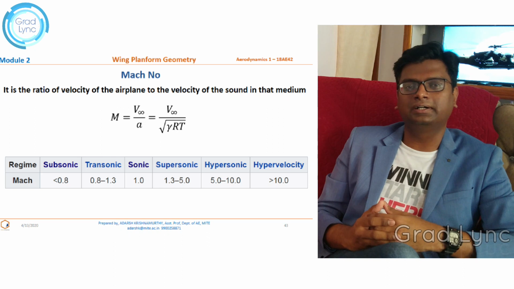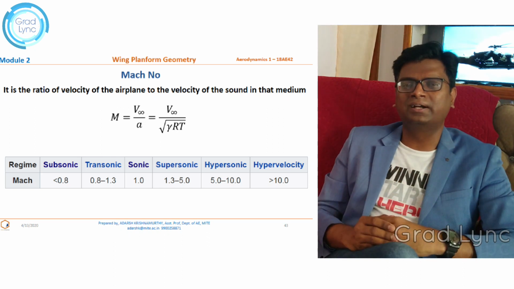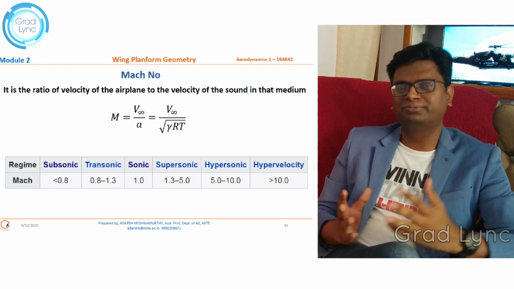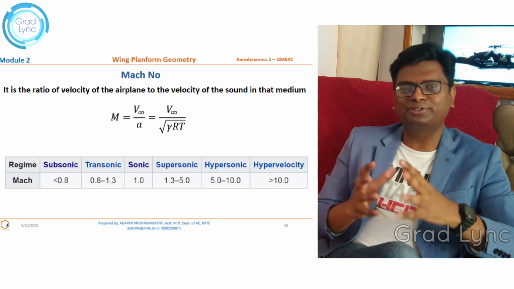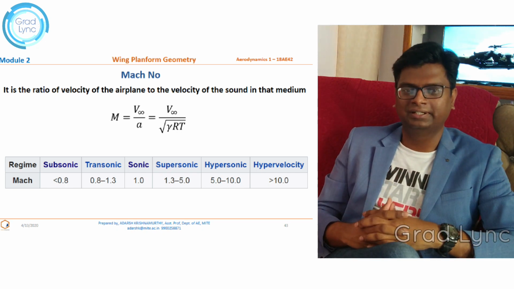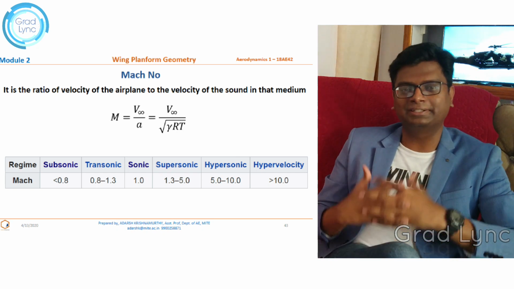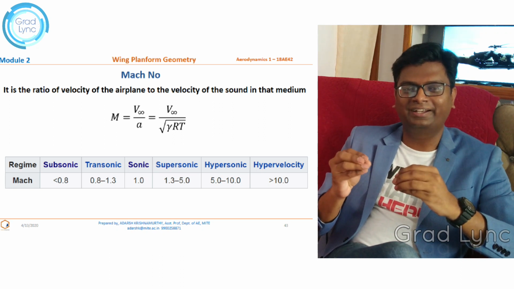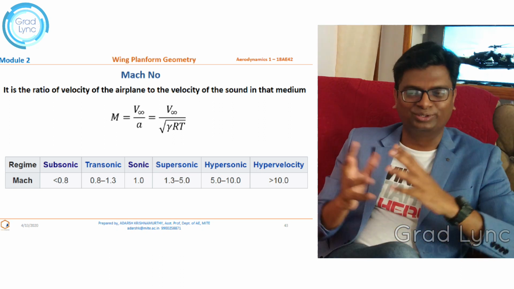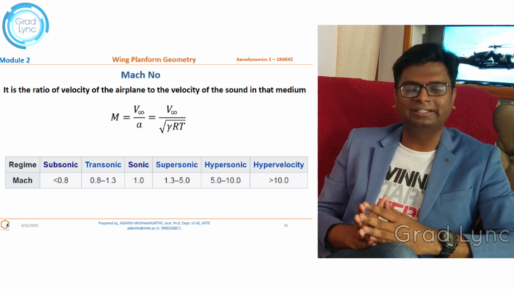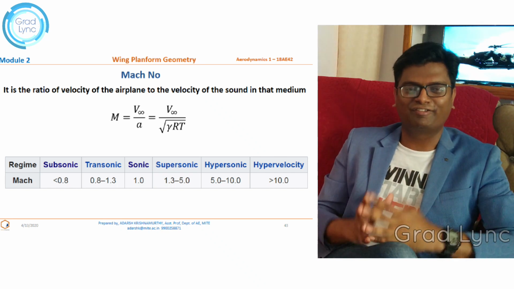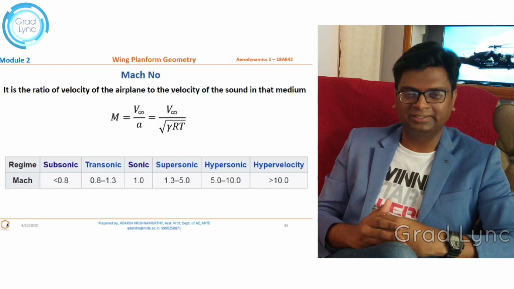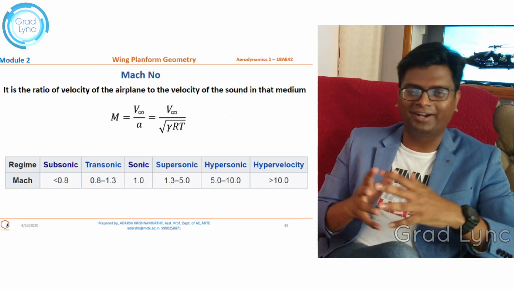Moving on to hypersonic aircraft, we have the Blackbird and a lot of experimental aircraft developed by NASA that are in the hypersonic range, which is above 5. Now hypervelocity, a Mach number greater than 10, means the aircraft is going to fly 10 times the speed of sound. These Mach numbers are possible only for re-entry vehicles from space. When a spacecraft enters the Earth's atmosphere from space, its Mach number will be around 25 to 30.